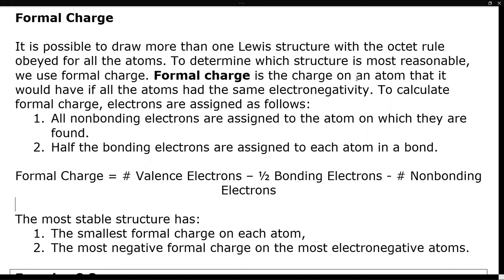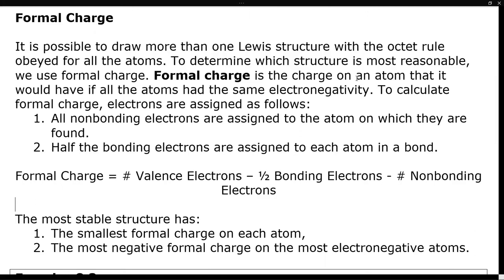As you move on to organic chemistry, formal charge is a little bit more of a big deal. Formal charge is a charge that an atom would have if all the atoms had the same electronegativity, which they don't, but we'll just work with it. To calculate the formal charge, all the non-bonding electrons are assigned to the atom on which they're found. Half of the bonding electrons are assigned to the atom in each bond. So the formal charge is equal to the valence electrons minus half the bonding electrons minus all the non-bonding electrons.